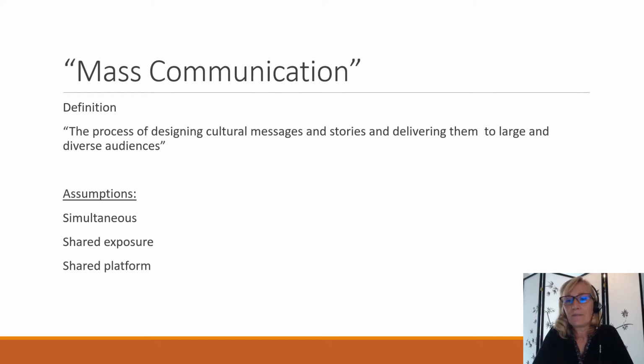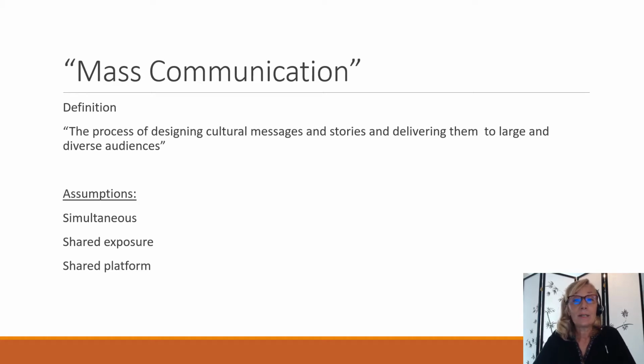So the textbook defines mass communication in a particular way. The authors say that mass communication is the process of designing cultural messages and stories and delivering them to large and diverse audiences. So there are a few assumptions that the authors are making in defining mass communication this way. One is that people are receiving content simultaneously. That is, that they're sharing these cultural messages and stories in approximately the same time and space.